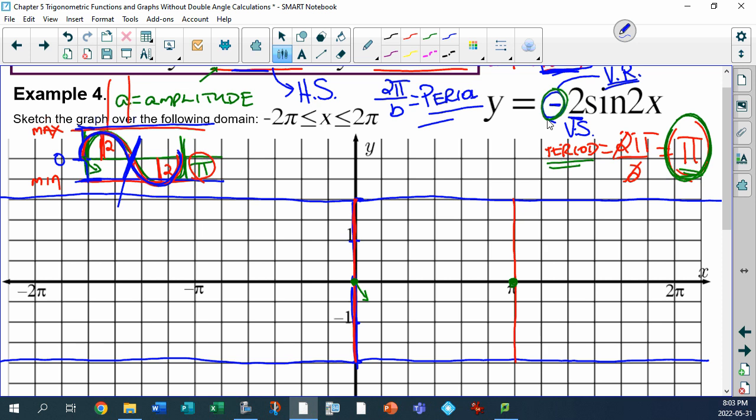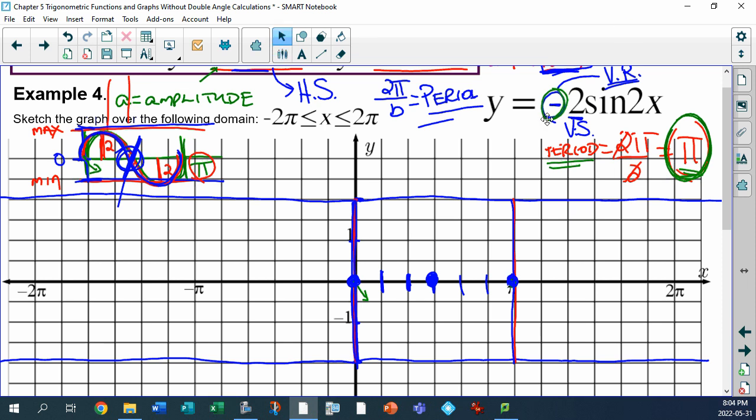Okay, so I know I'm starting here. I know I'm ending here. Let's find the halfway mark. Well, 1, 2, 3, 4, 5, oh, I went 6. So the halfway mark has got to be at 1, 2, 3. There's the halfway mark. And look, at the halfway mark, it cuts the graph. So I'm going to start here, I'm going to cut here, I'm going to end here.